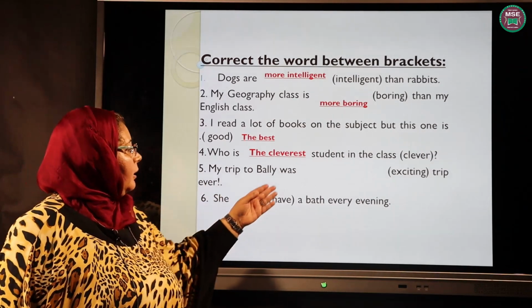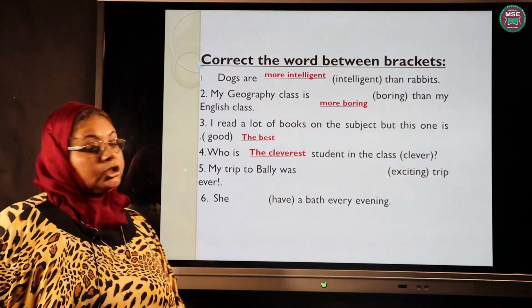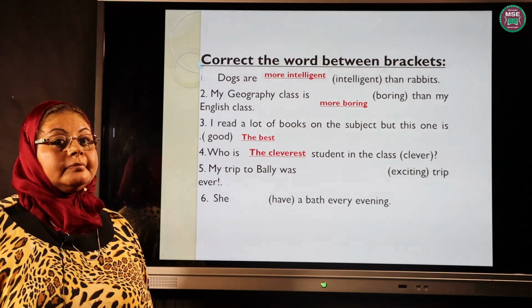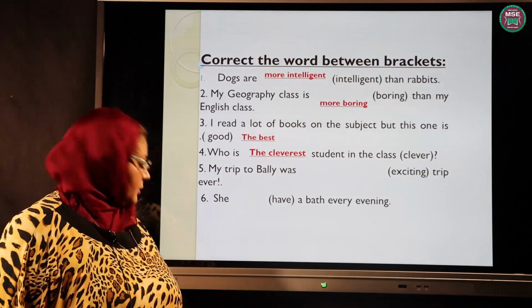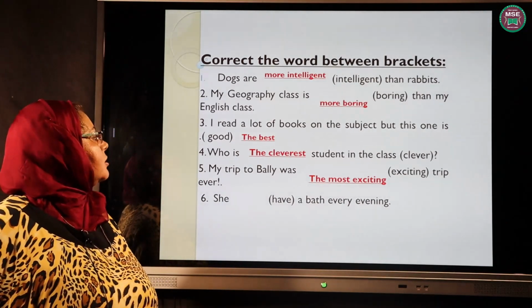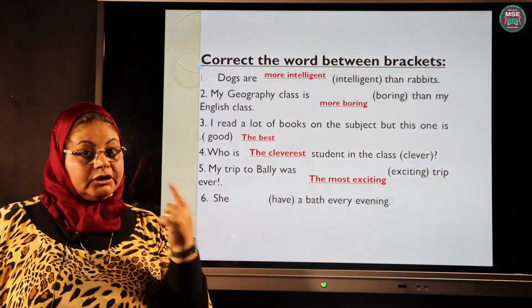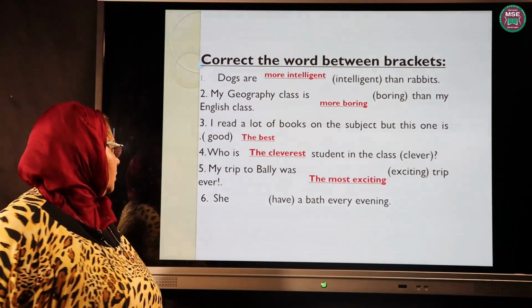My trip to Bali was the most exciting trip ever. Which type of comparison? Let's see the answer. My trip to Bali was the most exciting trip ever because I'm comparing one trip with many trips.